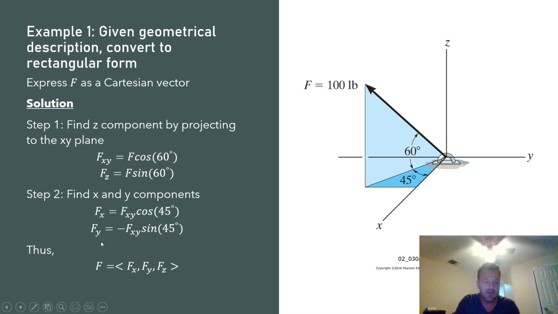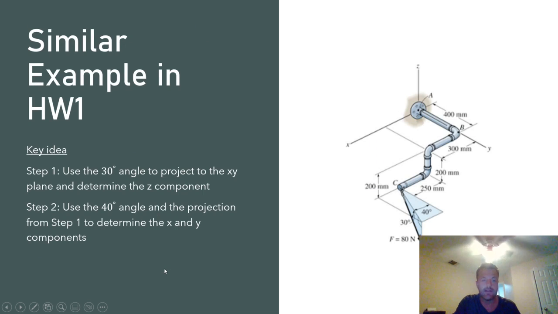And once you compute all these numbers, you just put them together in whatever form you like to write it. You can write it as a number times i hat plus a number times j hat plus a number times k hat, or alternatively, you can just put them within angled brackets as we talked about in the last lecture.